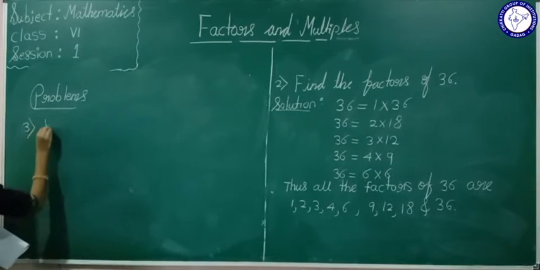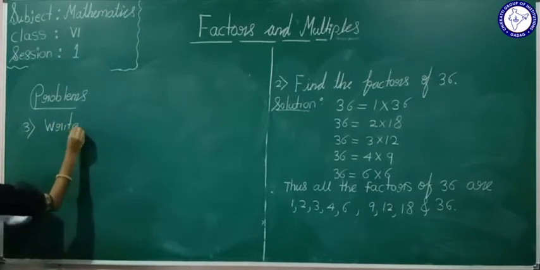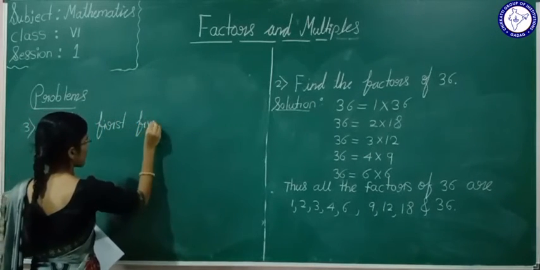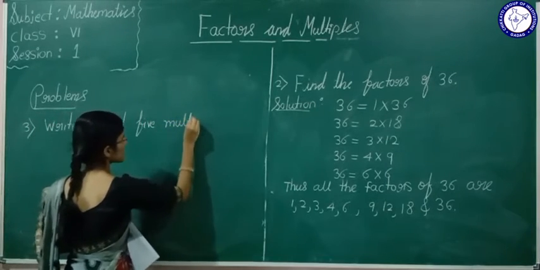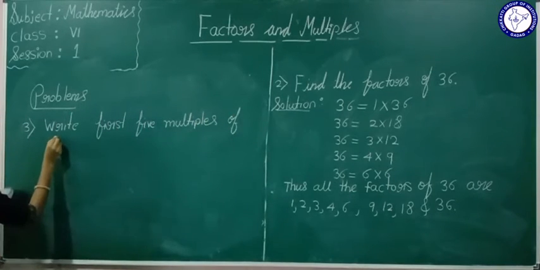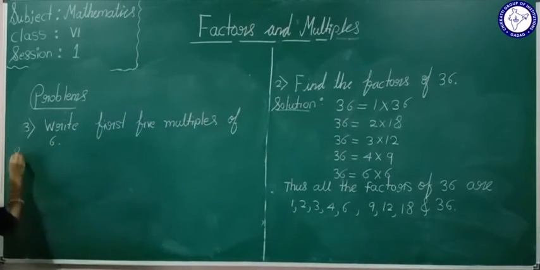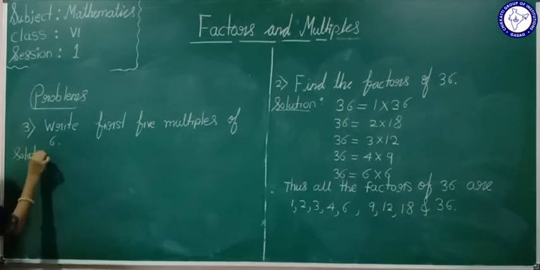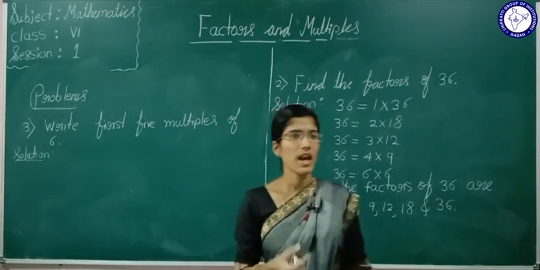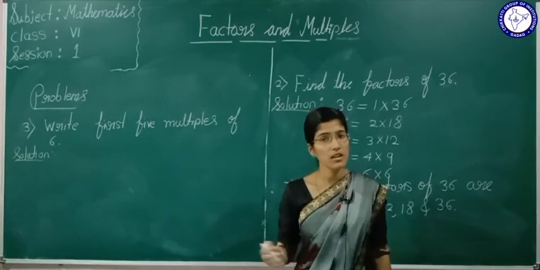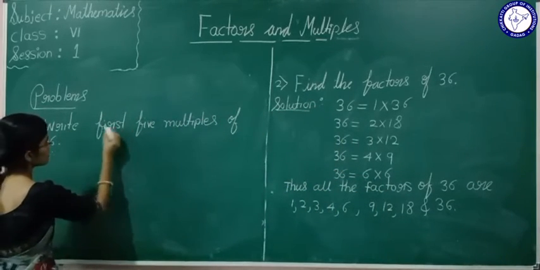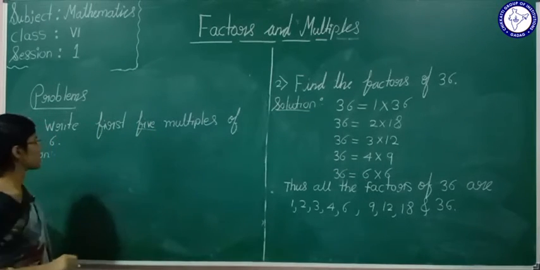Third one: write the first five multiples of 6. See, I told you how to find the multiples of any number. What do we have to do? We have to multiply that number by a natural number. See how many they have asked for. They have asked us to write the first 5 multiples of 6.